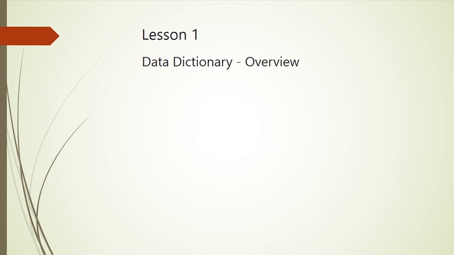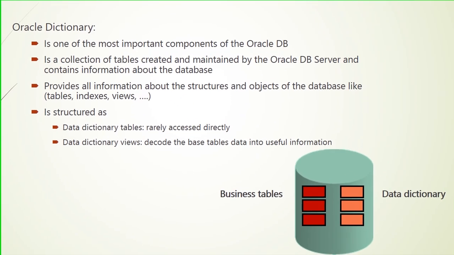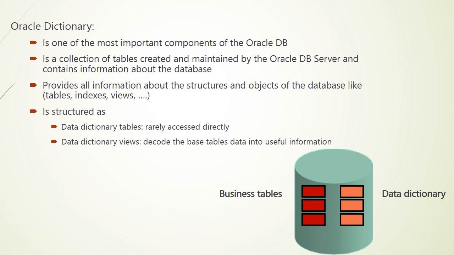In the first lesson we are going to take an overview about Oracle Data Dictionary. So what is Oracle Data Dictionary? Oracle Data Dictionary is one of the most important components of the Oracle database. Oracle Data Dictionary is a set of tables created and maintained by the Oracle database server and contains information about the database. It's created automatically during the creation of the database and also maintained automatically by the Oracle database server.